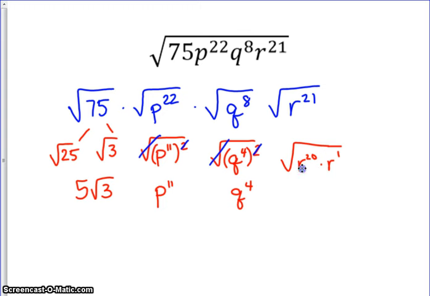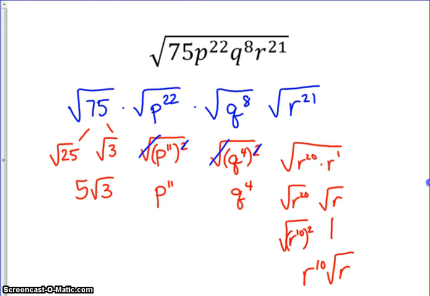I can change r to the 20th. So let's go ahead and break this up so that I can handle r to the 20th. Now I didn't put a 1 exponent here because it's understood. You don't have to do that. So r to the 20th is really r to the 10th to the 2nd power. Okay? So all of this simplified is going to be r to the 10th square root of r.